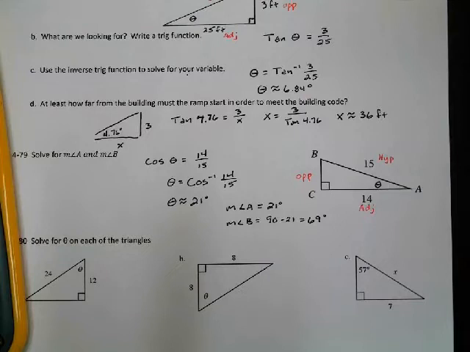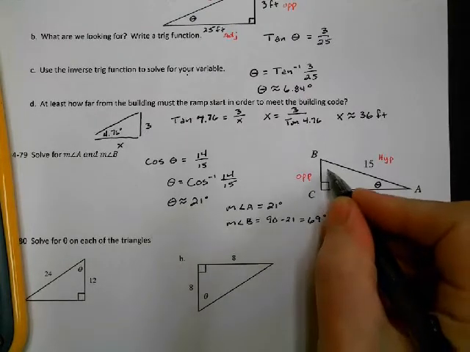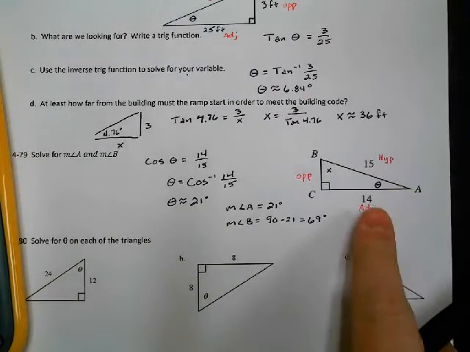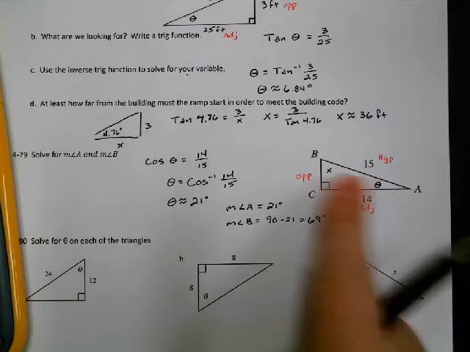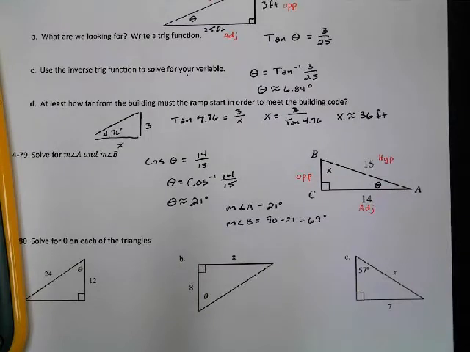Like I said again, if we're looking for this angle up here, we could have done opposite over hypotenuse, which is sine, so SOH. So that's sine. Or, since I already know angle A, I know that these two angles have to add up to 90 degrees. All right.